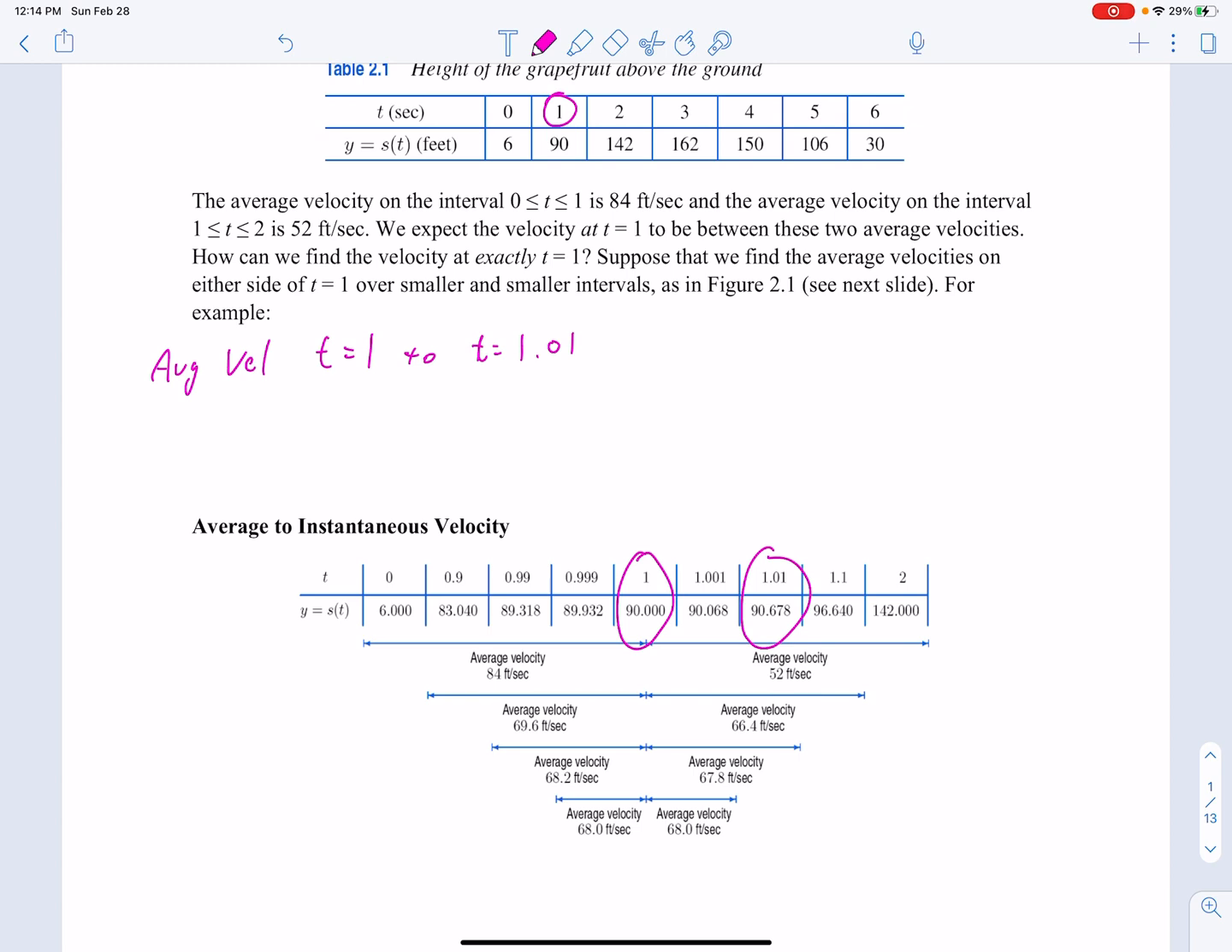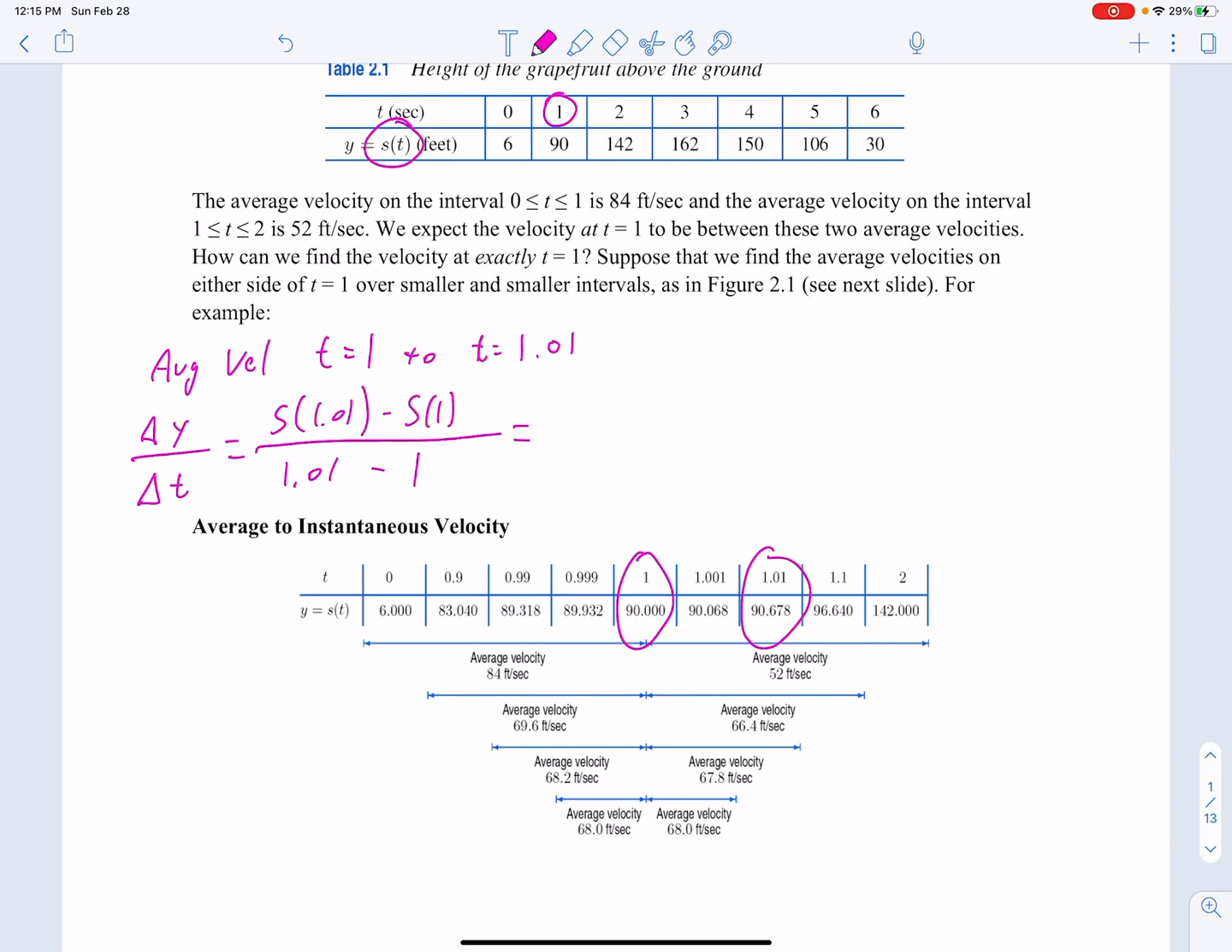Okay, so let's do this. Delta y, the change in the y values, divided by the change in the time values. Again, this is just your slope equation. So using the notation up here, S of t, we have S at 1.01 seconds minus S at 1 second. S is the position, over 1.01 minus 1. All right, so we calculate this again using those data points down below that I circled.